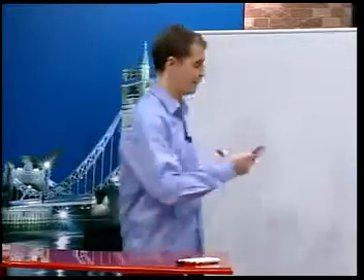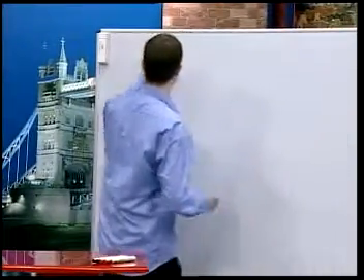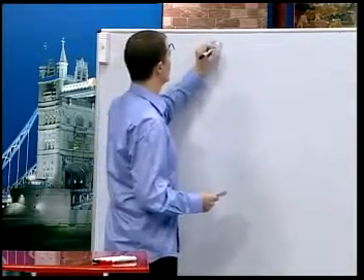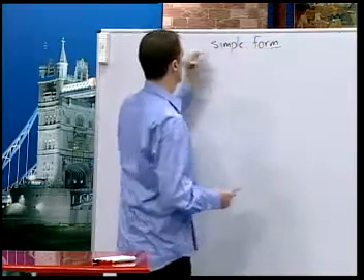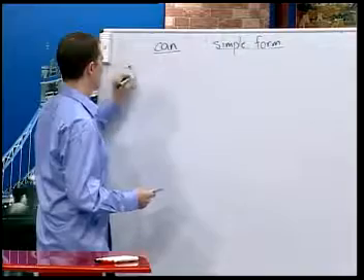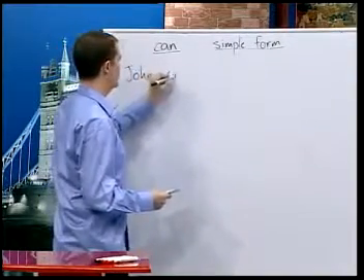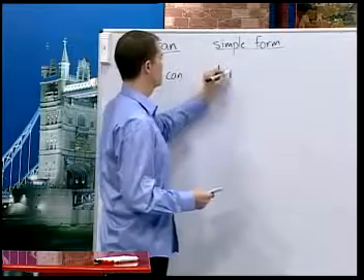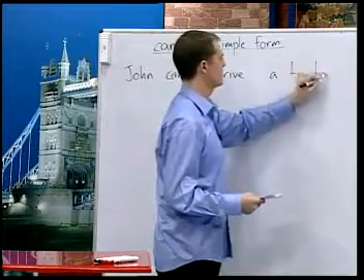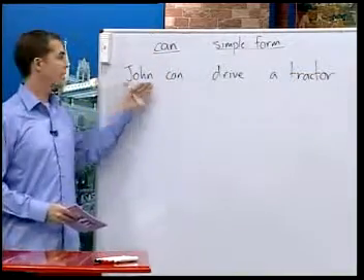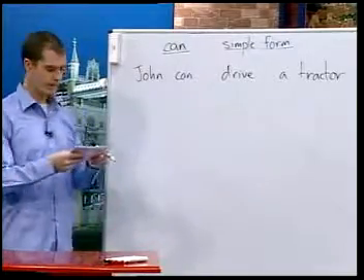Can expresses ability. You are able to do something because of a special skill. The simple form of the verb follows can. We have can and then we have simple form. So it works like this. John can, simple form, drive a tractor. John can drive a tractor.